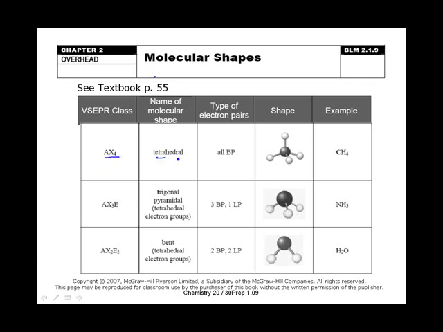So AX4 is tetrahedral, AX3E is trigonal pyramidal, and it's based on a tetrahedron. We're going to see that there's another way to get a triangular molecule, but it's not based on the tetrahedron anymore. Same thing with the bent shape. This bent is based on the tetrahedral electron groups.